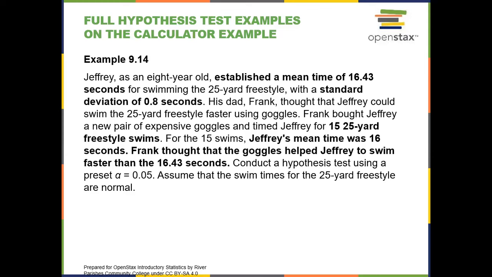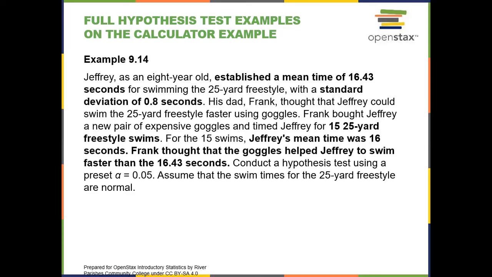Frank thought that the goggles helped Jeffrey to swim faster than 16.43. That means the hypothesis of what we are trying to establish is the alternate: mu less than 16.43. The null hypothesis H sub 0: mu equals 16.43. Conduct a hypothesis test using preset alpha equal to 0.05. Assume that the swim times for the 25-yard freestyle are normal. Swim times are normal.